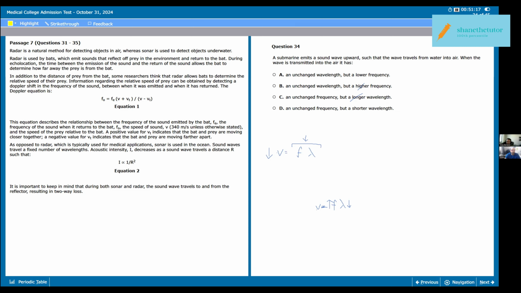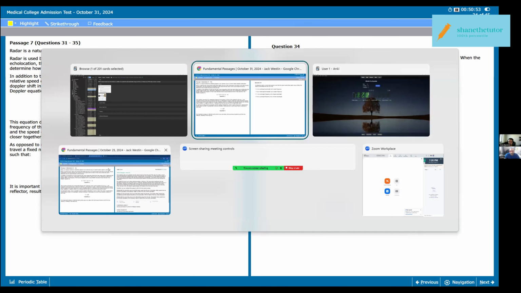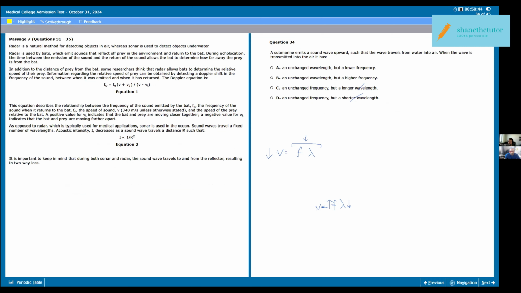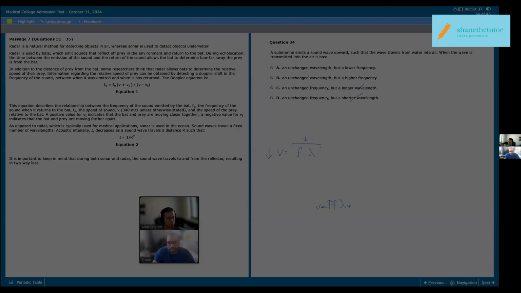That's something you have to know. There's kind of a weird reason for it: frequency is the number of cycles per time, so the time part can't really change. So when you enter into a different medium, you're not going to have the frequency change.